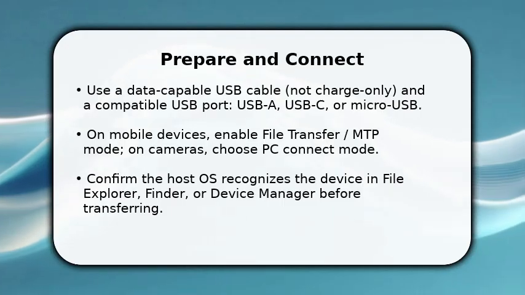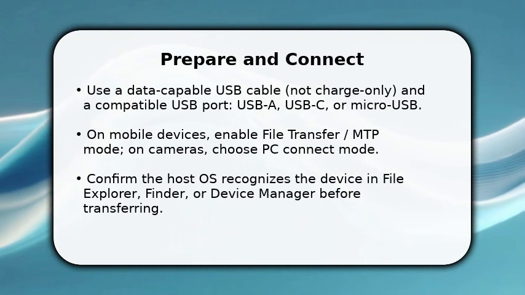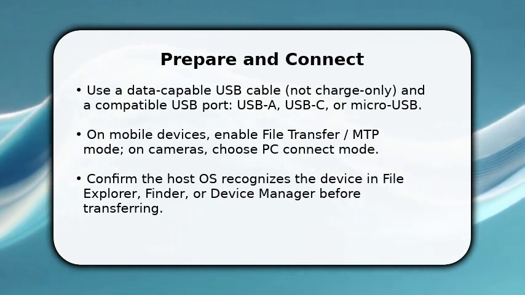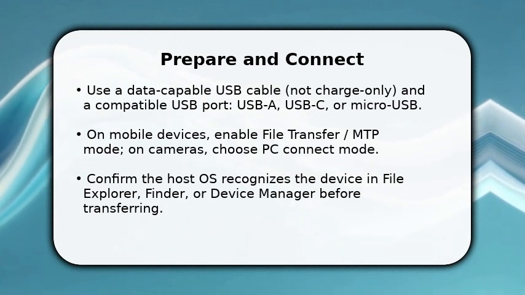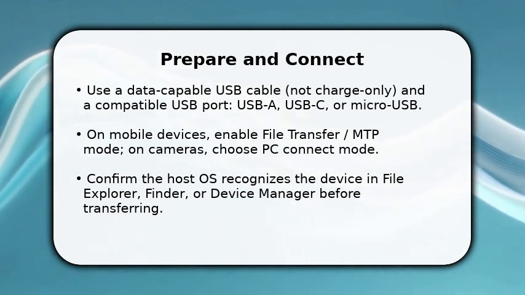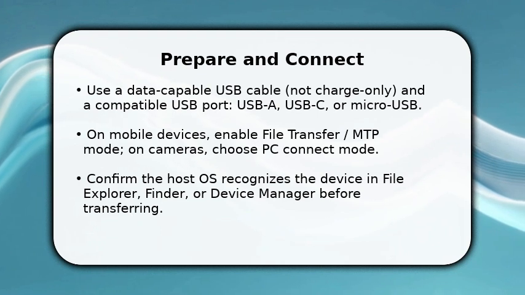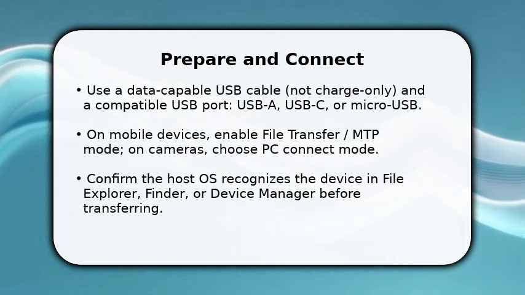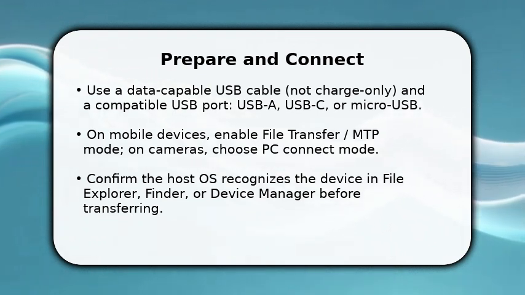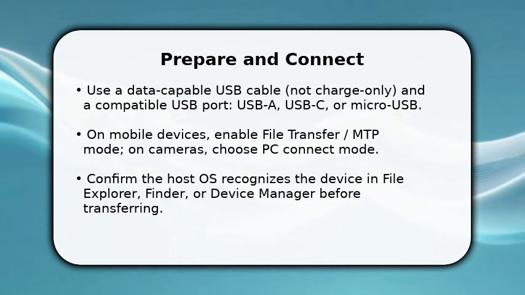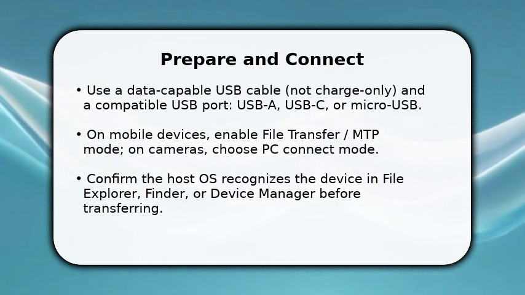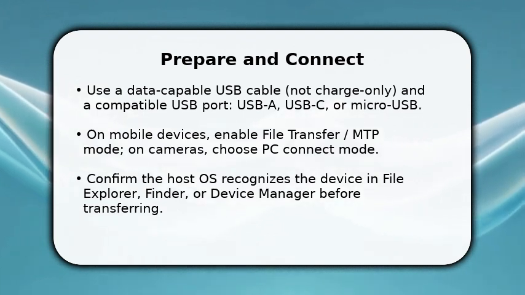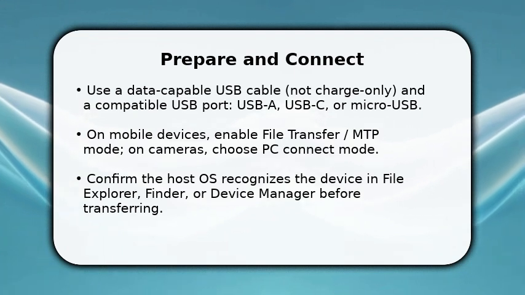You start by choosing a data-capable USB cable and a working port. A cable that only charges will block transfer. Once connected, unlock your device, and when prompted, select File Transfer or MTP so the computer can see media and folders. Make sure the host OS displays the device in File Explorer or Finder. If it appears, you're ready to navigate files. If it doesn't show up, try another port or cable now, because the next steps assume the device is visible.